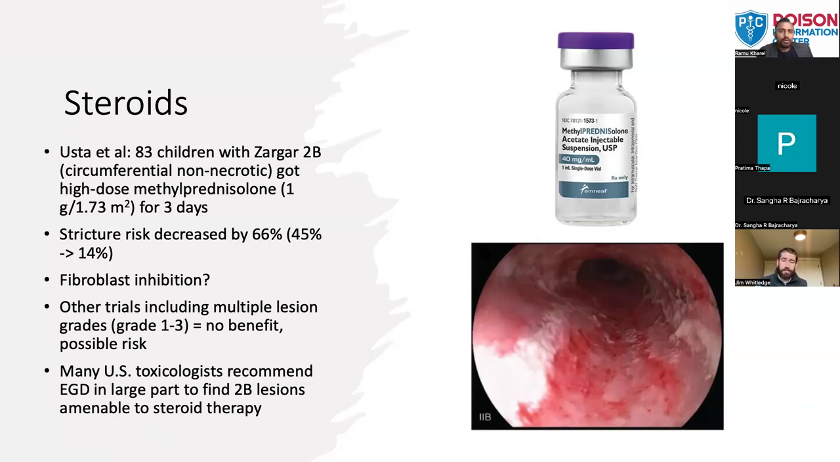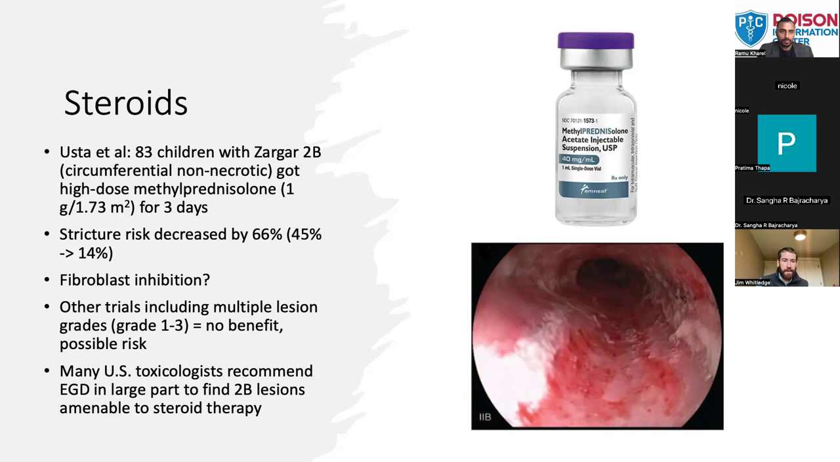And it's a fairly short course, so your risk of complications like hyperglycemia is pretty low, and you're not giving it to higher grade injuries with necrosis. So likely your risk of increasing the risk of perforation is fairly small too. So a lot of U.S. toxicologists, and I would emphasize not everyone, but a lot of U.S. toxicologists will recommend doing endoscopy in large part to find patients with these 2B lesions, which may be amenable to steroid therapy.